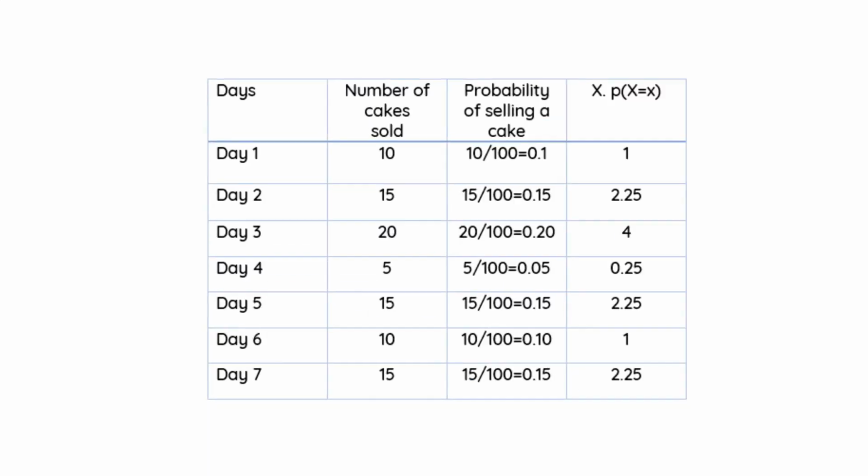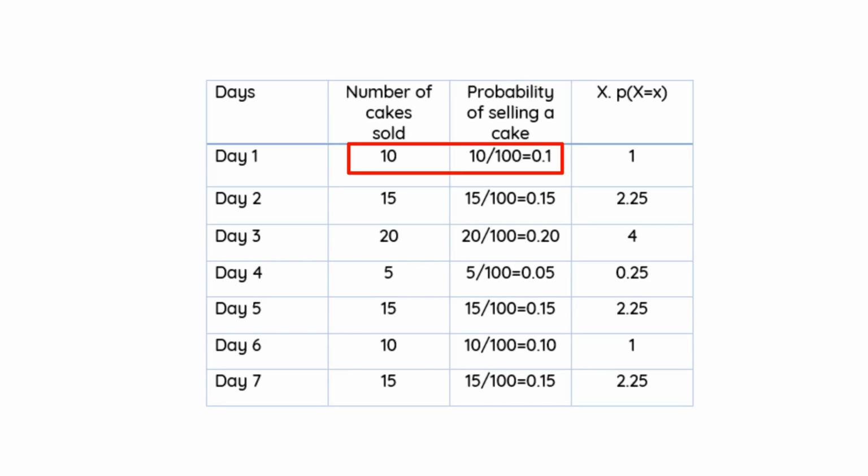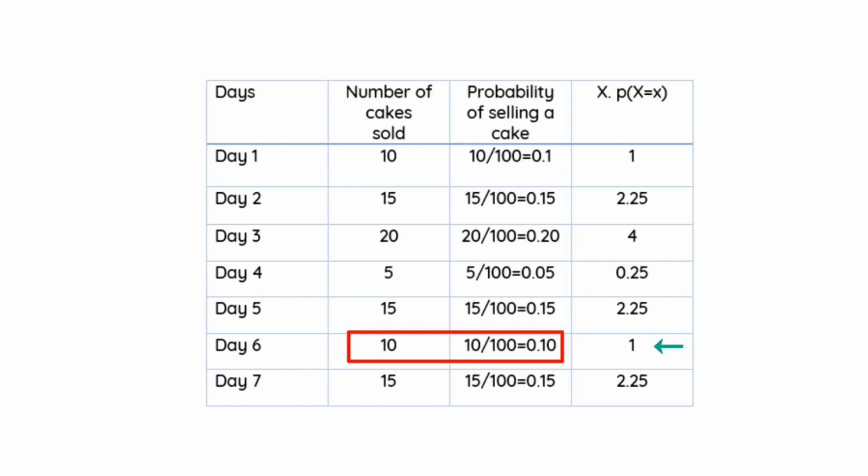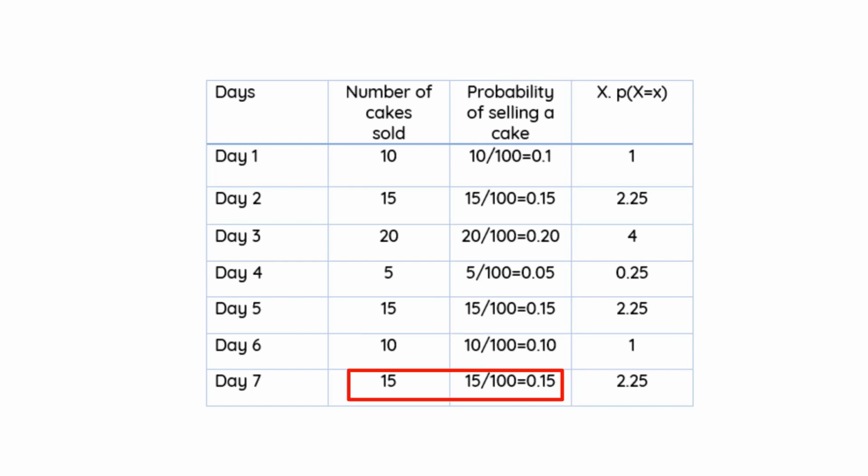So let's go. We have 10 times 0.1, that gives us 1. 15 times 0.15, that gives us 2.25. 20 times 0.20, that gives us 4. 5 times 0.05, that gives us 0.25. 15 times 0.15, that gives us 2.25. 10 times 0.10, that gives us 1. And 15 times 0.15, that gives us 2.25. Now we have each of the random variables multiplied with its corresponding probabilistic value.